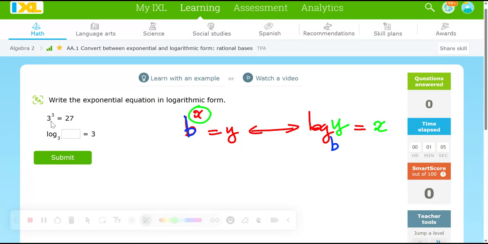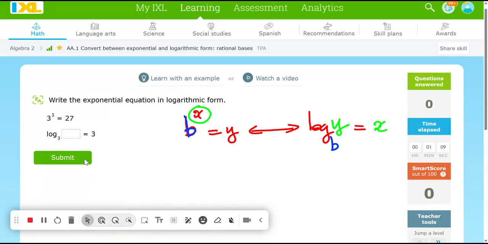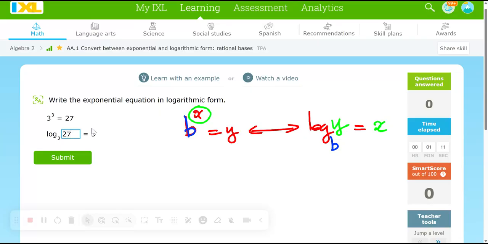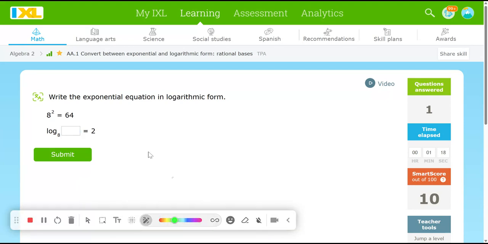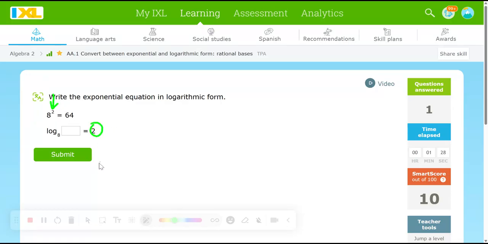So take a look over here. 3, 3, and 27. So in the box, the missing number has to be 27. Here we go. Now over here, the base of the exponential, number a, is the base of the log, number a. The power of the exponential is number 2, and this is the answer to the log. So therefore, the missing number has to be 64.